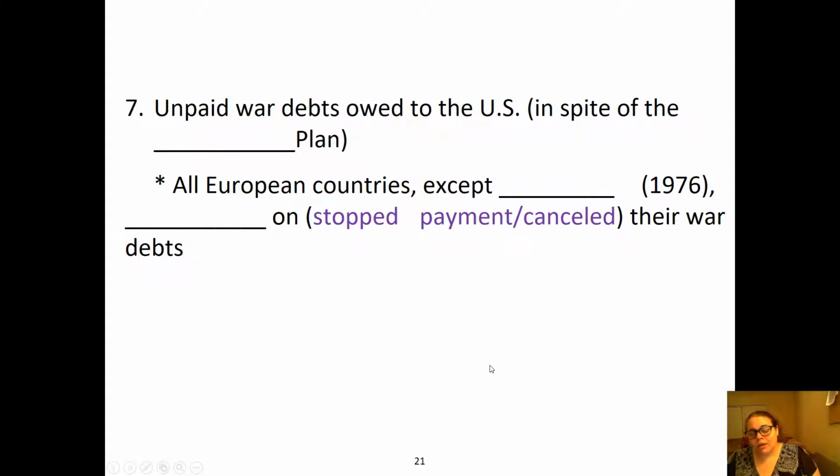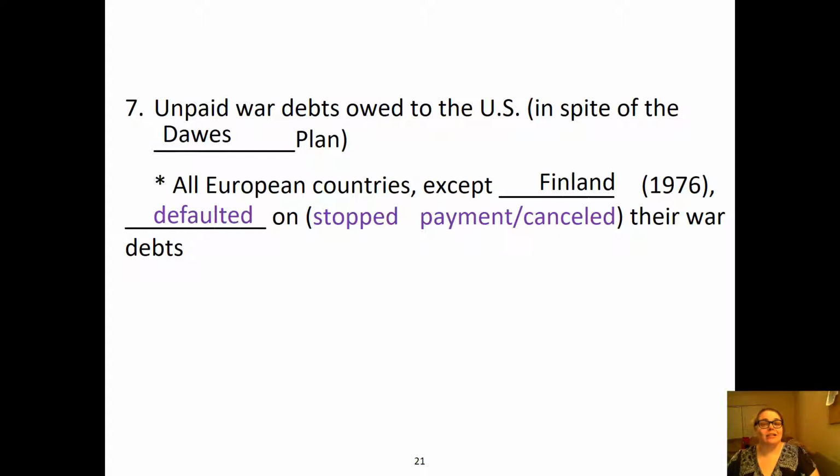The seventh problem in the American economy is unpaid war debts that were owed to the United States. Even though we were doing the Dawes Plan, that money merry-go-round, where we gave money to Germany and they used it to help their economy, and they gave money to Britain and France, which helped their economy, and then Britain and France gave money to us, things were still bad in those countries too, and they started not paying off their debts. As a matter of fact, every country except Finland defaulted on their World War I debts to the United States.